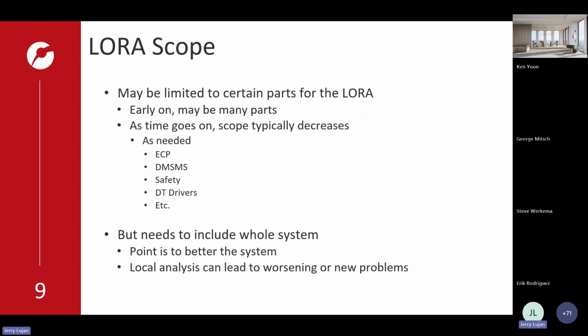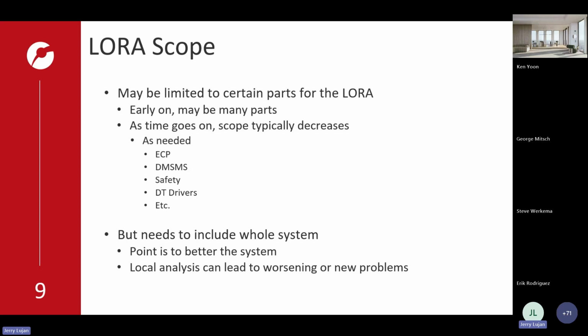So again, the LORA may be limited to a certain number of parts in service. Early on, it's probably going to be most of the parts, all the parts. But as time goes on, typically the scope of the LORA, meaning the parts that you're looking at changing that maintenance policy, tends to go down. And it's usually as needed, right? So ECPs, obsolescence, safety, downtime drivers, and so on and so forth. These are typically triggers that get us to do another LORA, to look at something. Often, maybe too often, it is done on a single part.